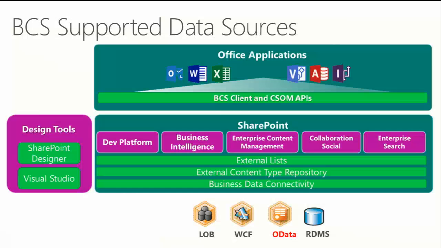So if you want to look at what the overall picture of what BCS looks like, at the bottommost layer, you have your LOB systems, the WCF, as I mentioned before, OData, which is new, and any RDBMS system. You have your BDC runtime. Everything is stored inside your metadata repository where you have your external content type, and then you may have external list. On top of that, you can consume all of that information between your dev, your business intelligence, your collab, your search, and also through Microsoft Office apps. The design tools are extremely important to know as well.